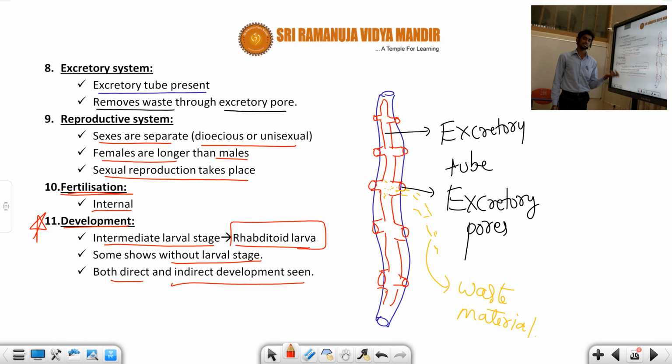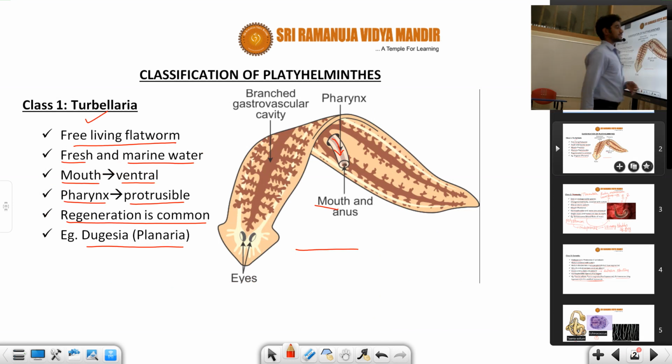Next, I am going to recall what we discussed in today's class. We discussed the classification of Platyhelminthes. We have three classes. The first is Turbellaria, a free living organism. The habitat is both fresh and marine water, and a common example is Planaria. The mouth is in the ventral position, and the pharynx extends towards the mouth, which is why it is considered protrusible. And regeneration capacity is very common here.